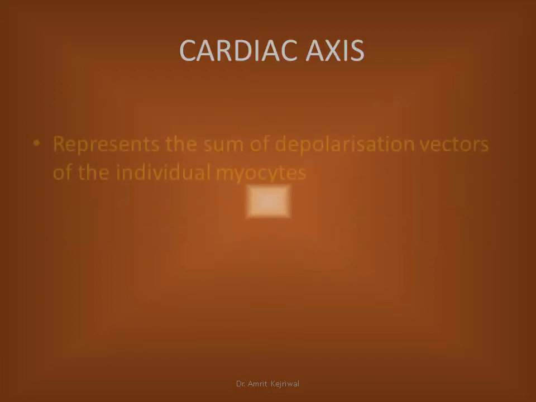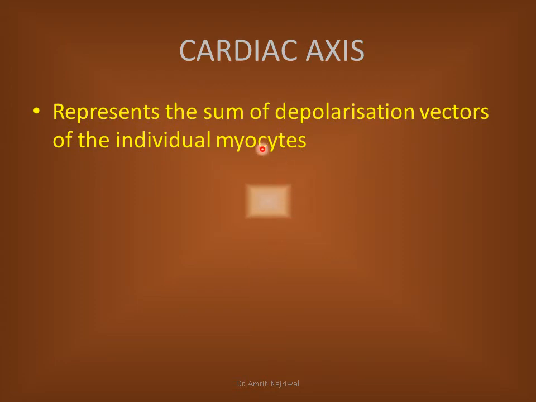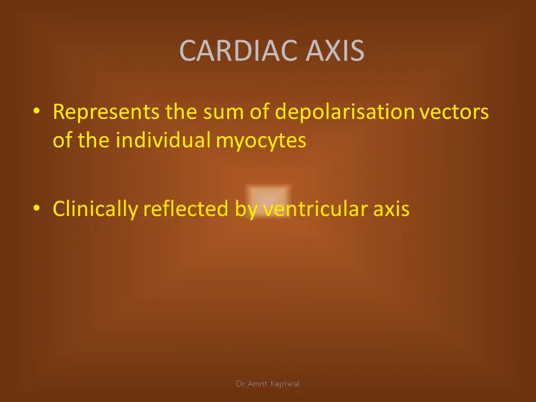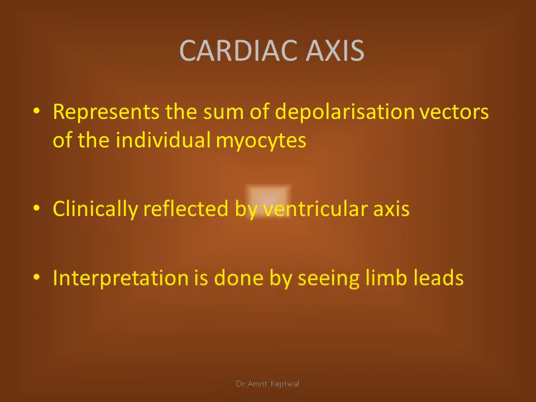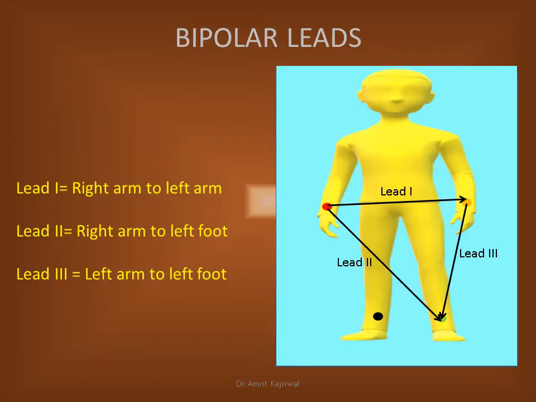Cardiac axis. It represents the sum of depolarization vectors of the individual myocytes, clinically reflected by ventricular axis. Interpretation is done by seeing the limb leads. So, as mentioned in our previous videos, bipolar leads. Lead 1 is from right arm to left arm, lead 2 is from right arm to left foot, and lead 3 is left arm to left foot.